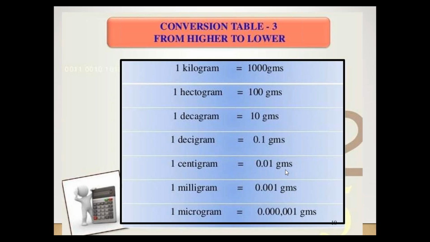1 milligram is equal to 0.001 grams. 1 microgram is equal to 0.000001 grams. So these you must all be familiar with. We have been using them at school level in the 11th and 12th, in physics and other calculations. 1 kg is how much? So this is very easy. You can easily memorize these, unlike the previous ones.